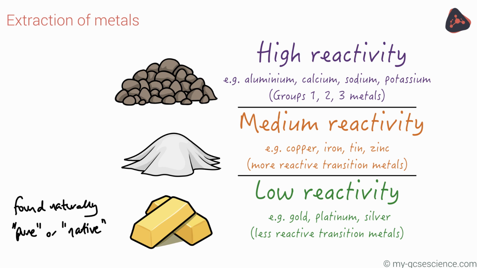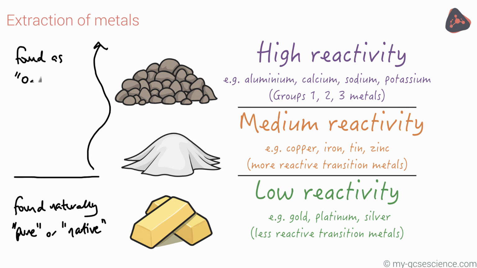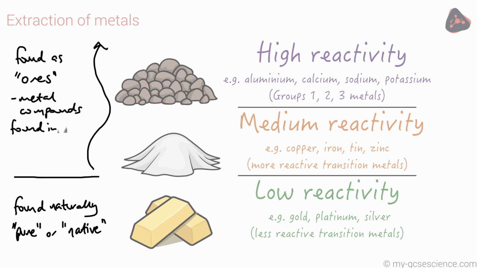The only reason we can find them as pure metals in the ground is because they are so unreactive that they don't react with water or air very easily. These will be the metals that we use for jewellery, such as gold and platinum. All the other metals are so reactive that they're normally found in the ground as compounds that we call ores, which are metal compounds found in rock.